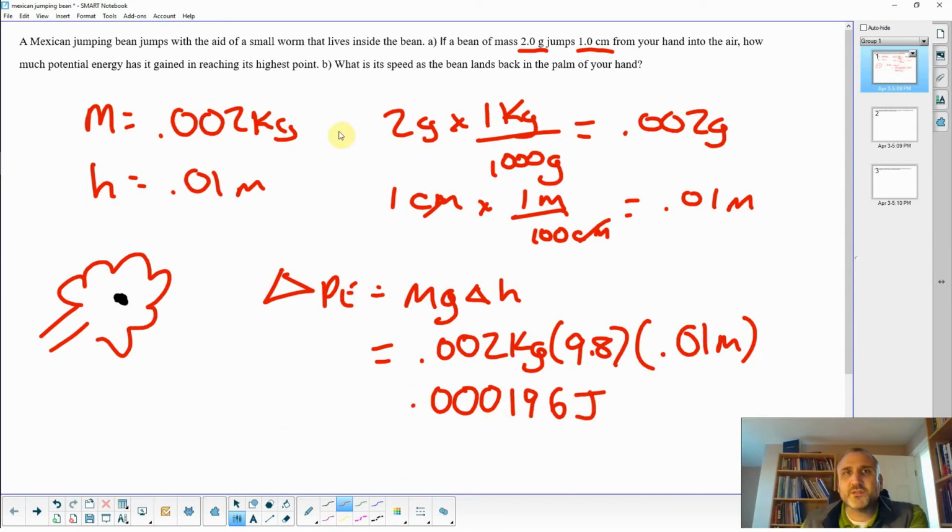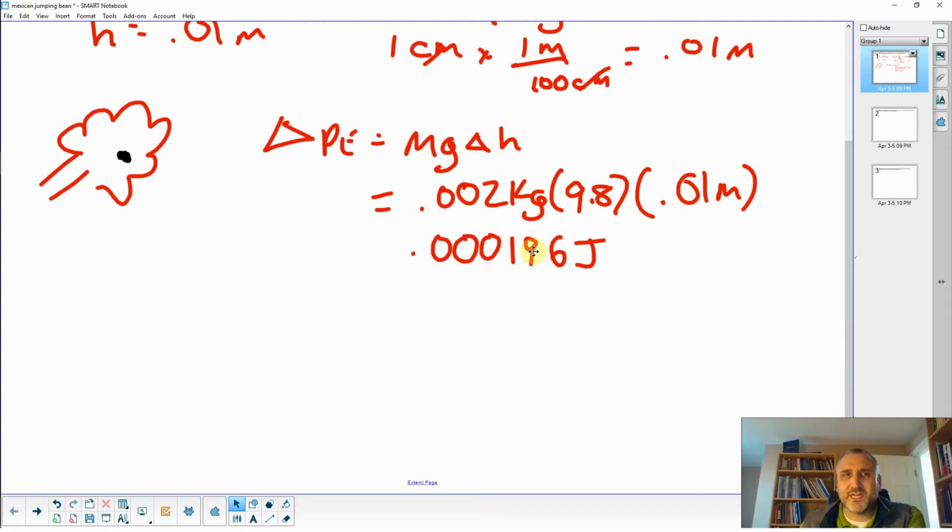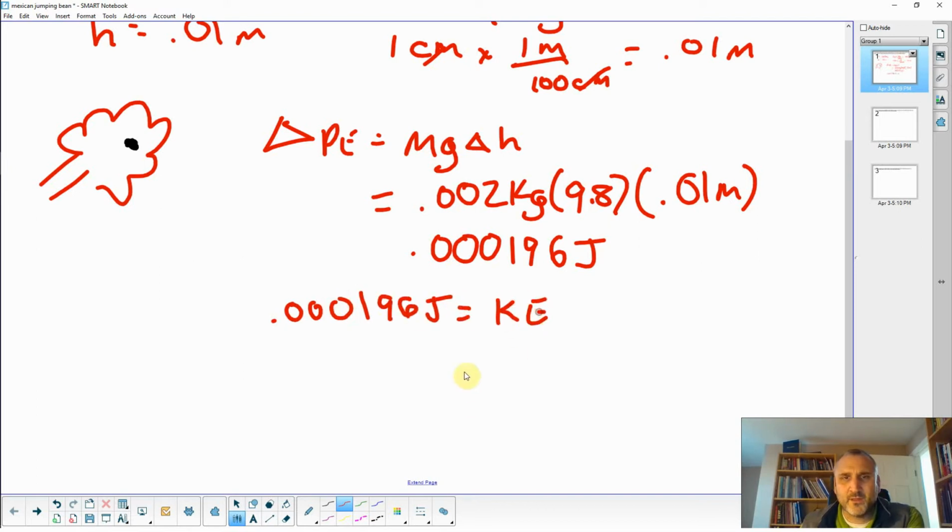Then the question is, if that's how much it gains when it goes up, how much kinetic energy does it have when it comes back down? That's why they're asking what's the speed. We know this is the potential energy that it gains as it flies up, and this potential energy is going to turn back into kinetic energy as it comes back down. So we can make the assumption that 0.000196 joules is also going to be my kinetic energy, which is equal to 1/2 mv squared.